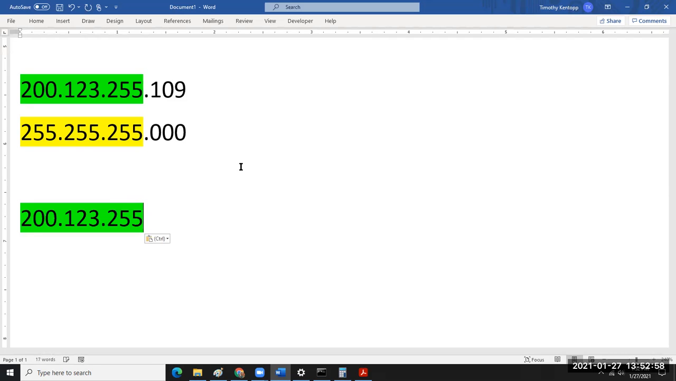Who's going to walk me through the rest of the process? What do I do to finish this? Zeros and then the amount of ones at the end. Zeros /24. /24 is correct. And because it starts with 200, is this public or private?